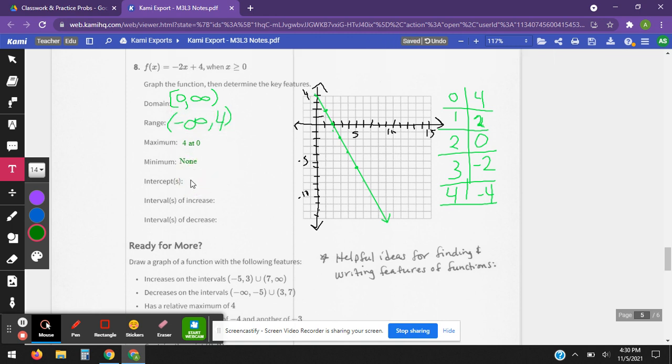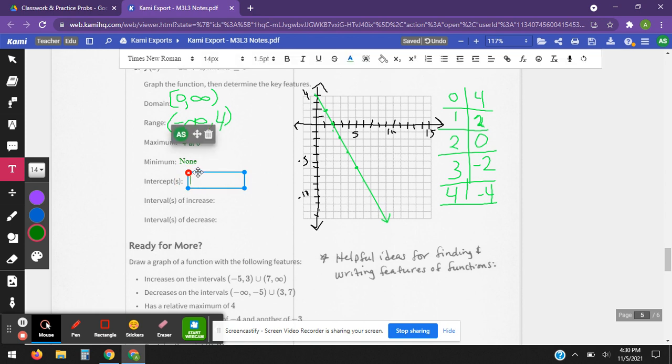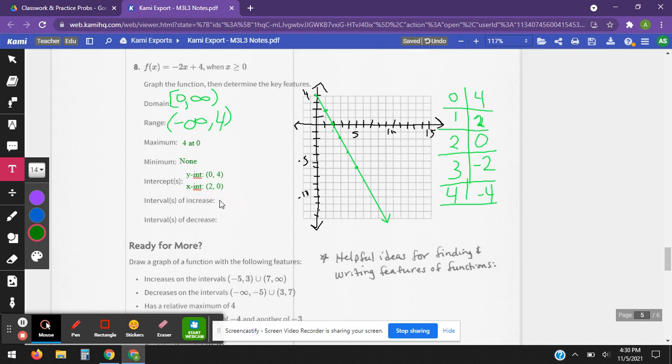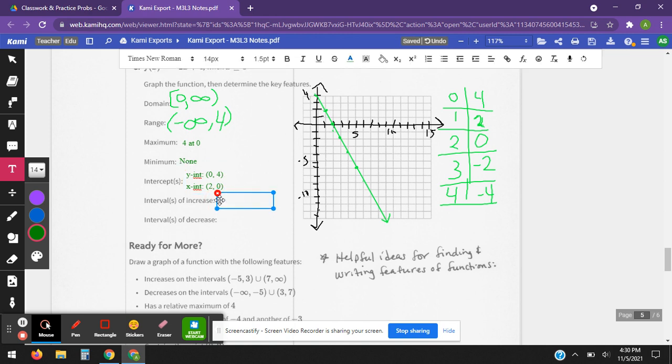And my intercepts, I do have 2. Y-intercept is (0, 4), and my x-intercept is (2, 0). Intervals of increase: I am only going downhill, so this is none.